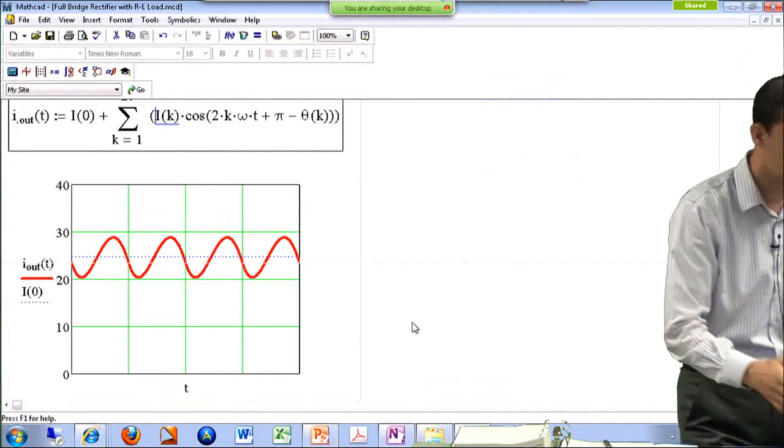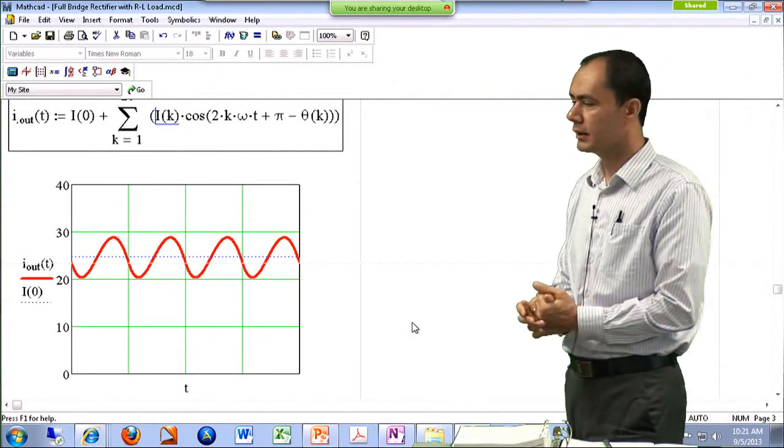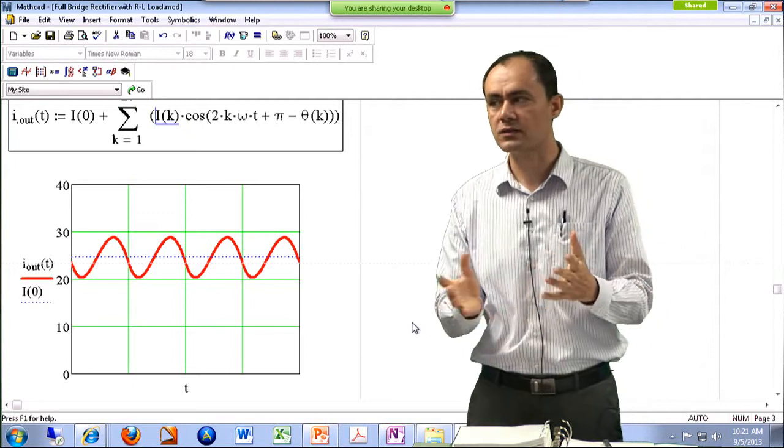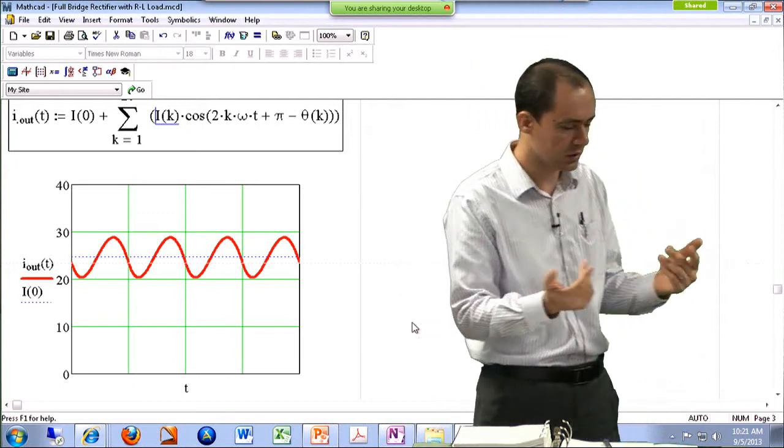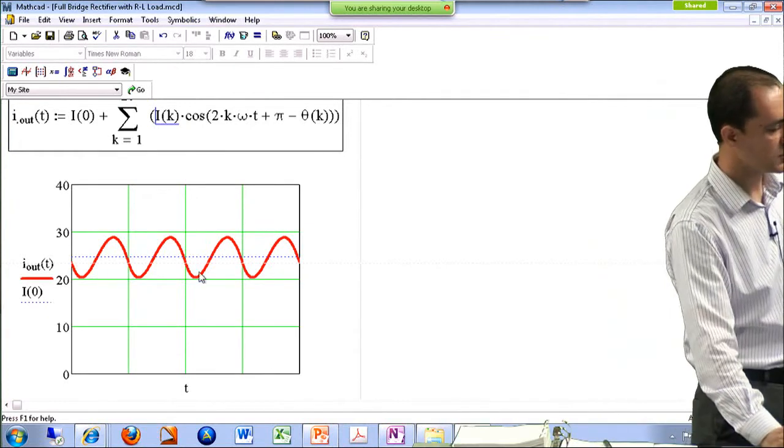All right. Now that we have this, we can play around and ask, for instance, what if our L is very large? What if our L is very small? Let's actually do that. So just have this waveform in mind.